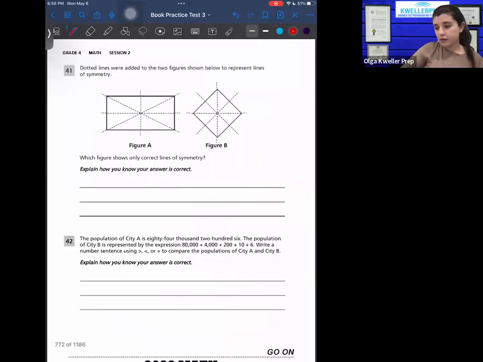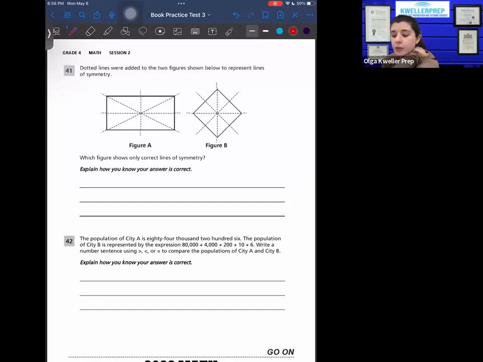All right, guys, excellent work. Let's move on to the explanation questions now. So we have: dotted lines were added to the two figures shown above to represent lines of symmetry. Which figure shows only correct lines of symmetry, and explain why? So I'm going to give you guys a few minutes to think about it.